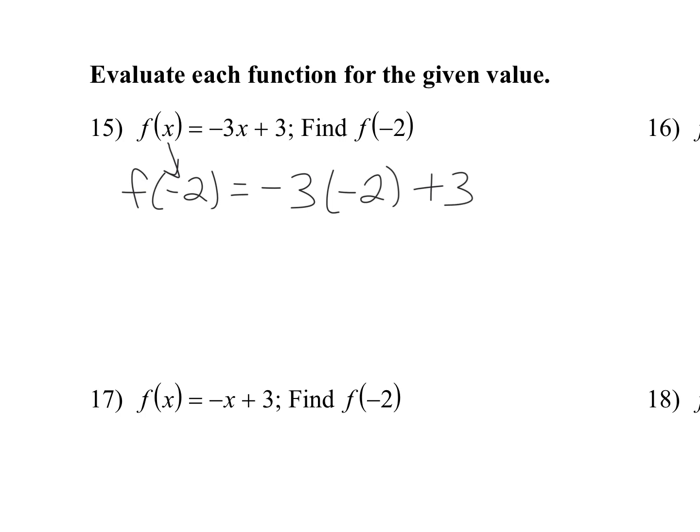Order of operations tells us to do what first? Parentheses, and then we have to multiply. What's negative 3 times negative 2? Positive 6 plus 3, 9.